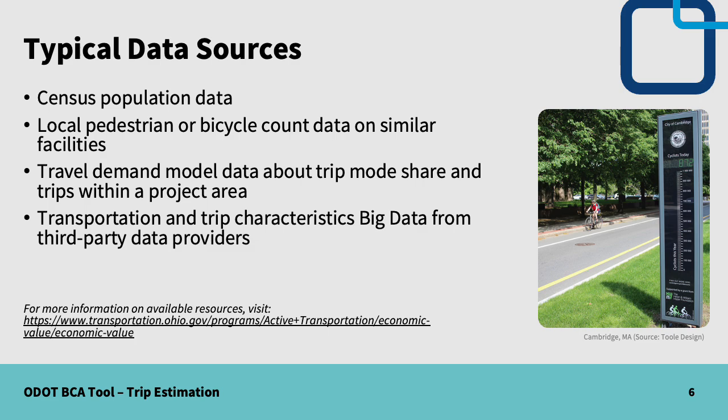Lastly, remember to consider future conditions. How many people are projected to live in the region by the end of the analysis period? ODOT's BCA tool includes an assumption about annual trip growth rates. Metropolitan planning organizations or other regional agencies can be a good source of information on local or regional population growth rates and projections to use in the tool.